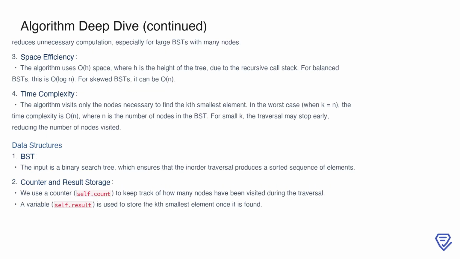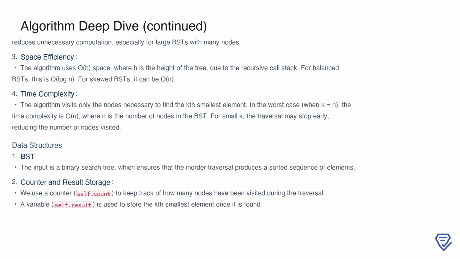The early stopping mechanism is particularly useful for large BSTs with many nodes, as it prevents unnecessary computation. This optimization is important because, in some cases, we might find the kth smallest element long before we've traversed the entire tree. In terms of space efficiency, the algorithm requires O(h) space, where h is the height of the tree. For a balanced BST, this is O(log n), which is very efficient. However, for a skewed BST, where all nodes are on one side, the space complexity could degrade to O(n).